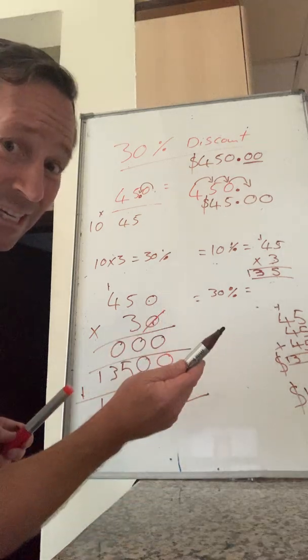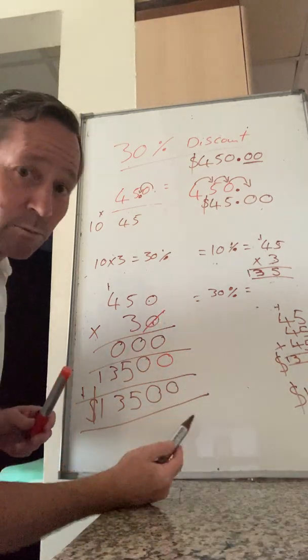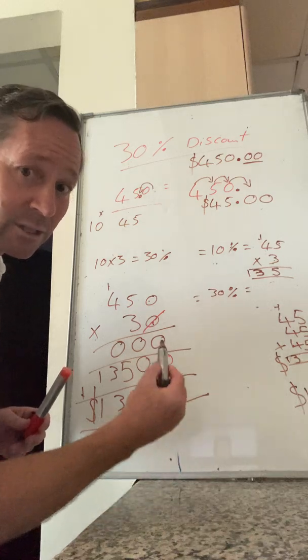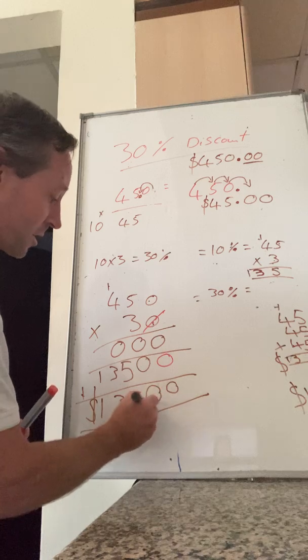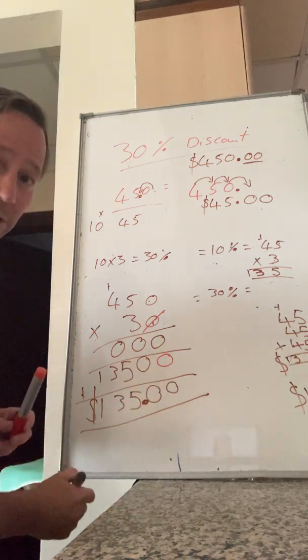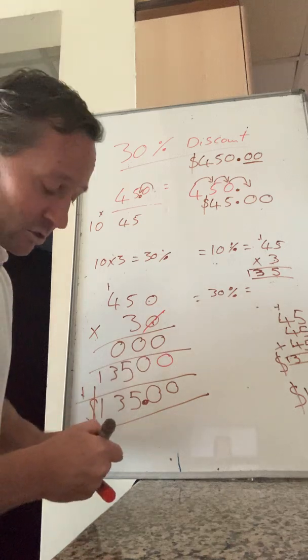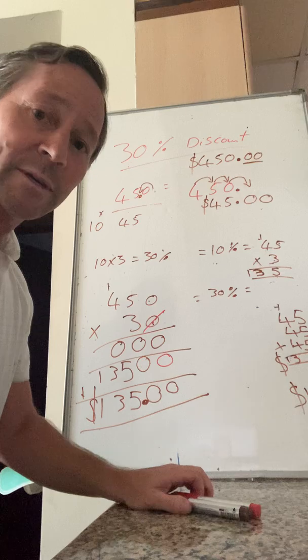However, if we're talking currency, let's put this symbol, and the decimal point goes where? Because remember there's 2 digits, 1, 2, so it must go there. $135. Many different ways you can do this. That's just one of them, or 2 of them. You choose what's best for you.